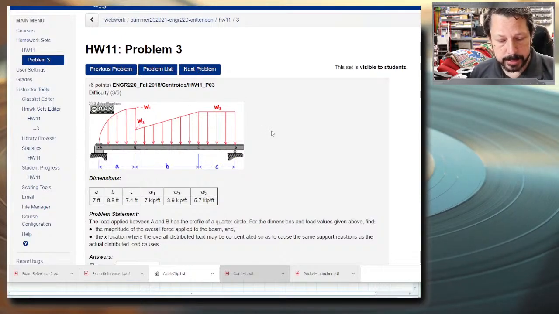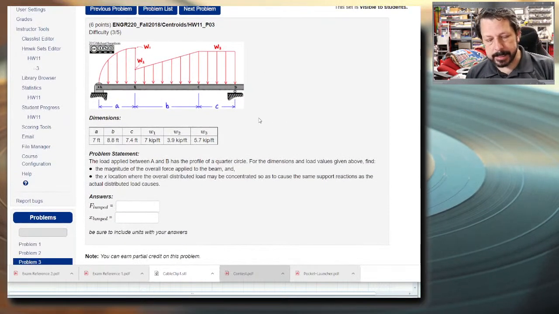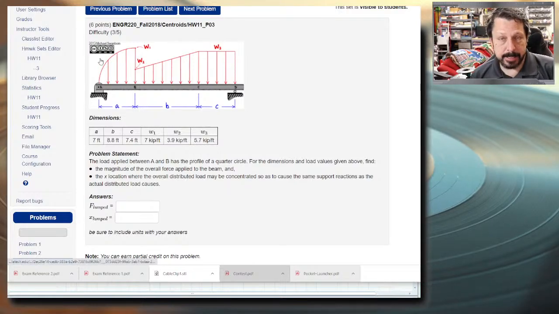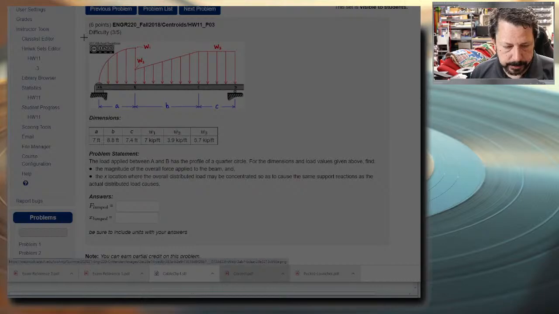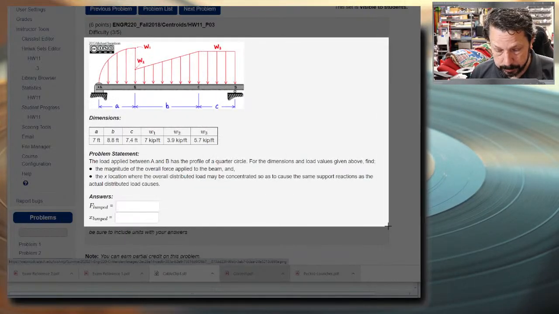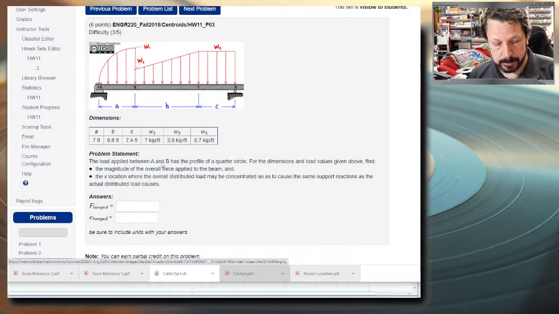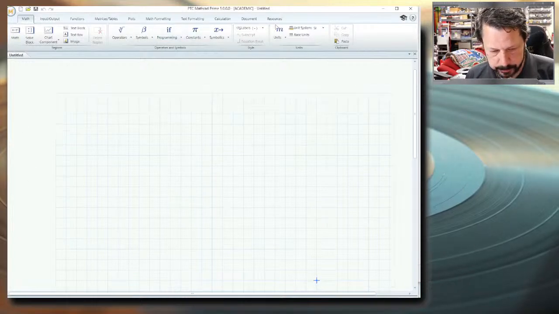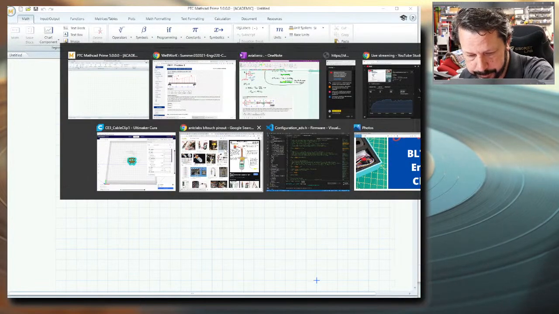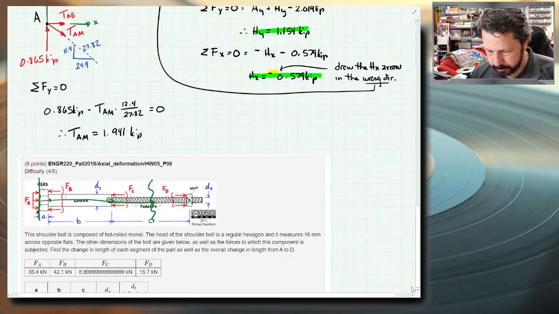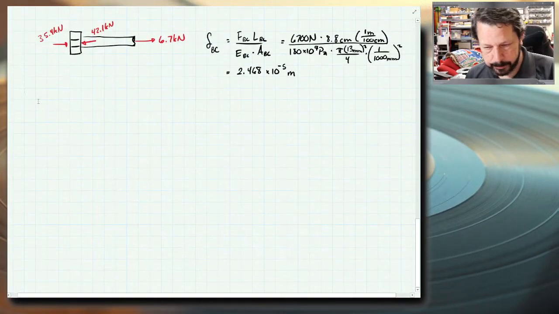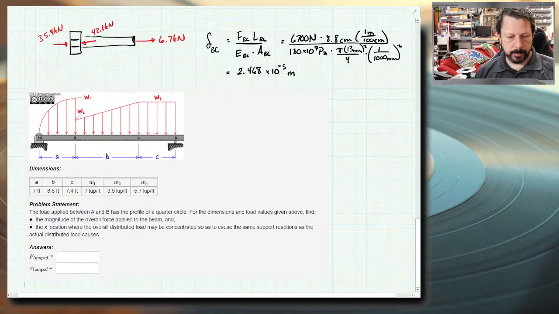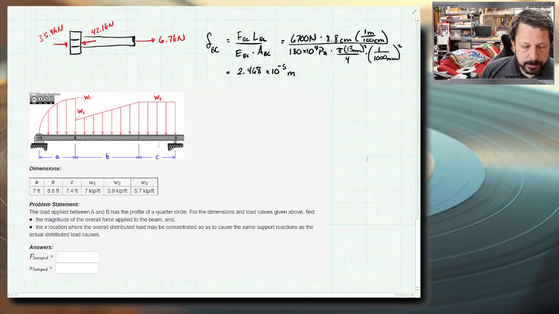Oh, we need to do one of these. We haven't done one of these. So this is the same thing as centroid, but here the centroids are representing loads, distributed loads. And we need to work one of those, because I don't think we've done one. All right, and there might be one of these somewhere on an exam. I don't know.